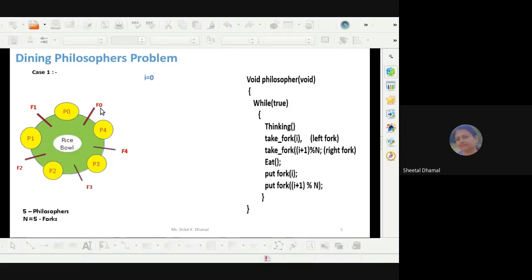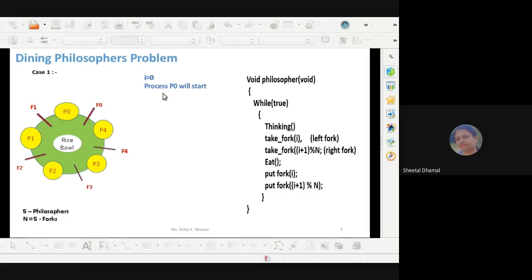And we are numbering the fork from 0. So that's why here we will take the variable I and we will consider that the value of I is equal to 0. So at first process P0 will start. That is, let us consider that these 5 philosophers are sitting around the table and initially they are thinking.